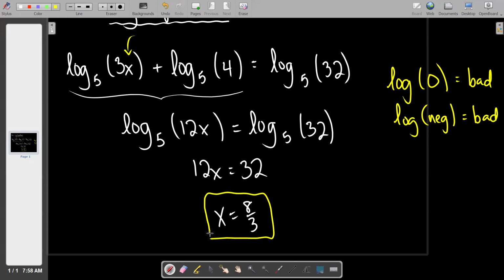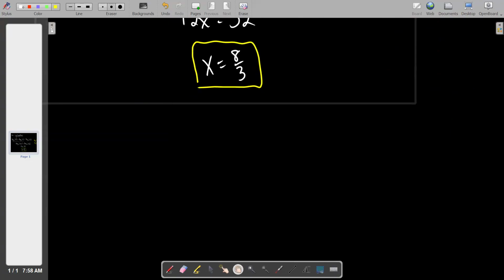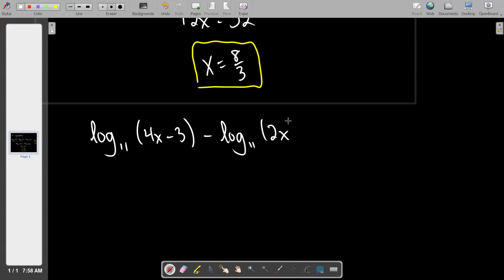The reason that example is there is because I wanted you to learn how to drop logs when you have 1 on each side and nothing else. The next couple of examples will be based pretty much on that idea. So let's keep pressing and then we'll move on to the natural logs. Log base 11 of 4x minus 3 minus log base 11 of 2x equals log base 11 of 10.